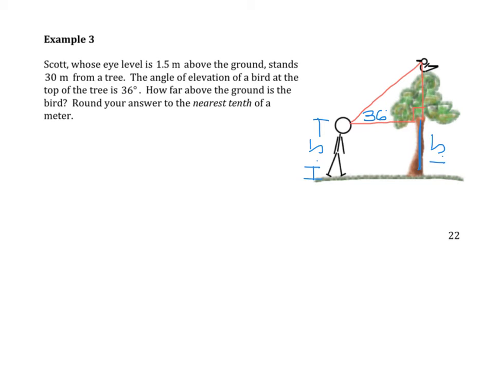And Scott stands 30 meters from the tree. So since Scott is 30 meters here, opposite sides are parallel here if you were to draw this rectangle. So we can assign it up here, and we're looking for x, and once we find x, we're going to add that to the 1.5 to find the entire distance of the bird from the ground.